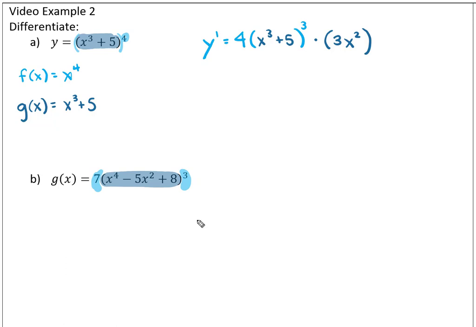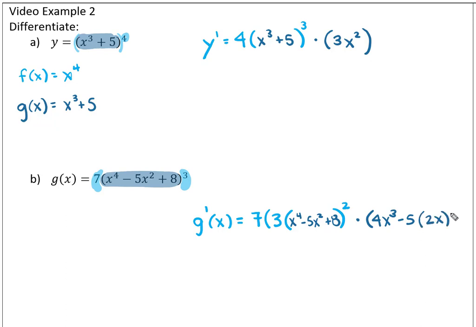So then when we take the derivative, we have to write g prime of x is the derivative of the outside. So you'd say 7 times 3 times something to the second power. Inside that parentheses, we'll put x to the fourth minus 5x squared plus 8. That's the inner function. And then we have to multiply by the derivative of the inner function. Make sure you use parentheses. So we'll get 4x cubed minus 5 times 2x to the power of 1.